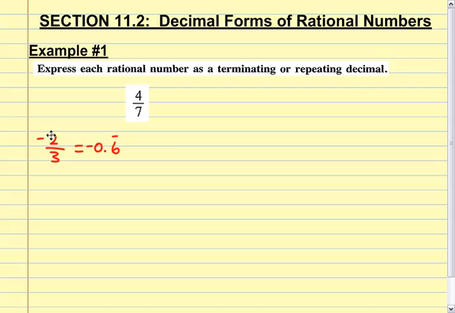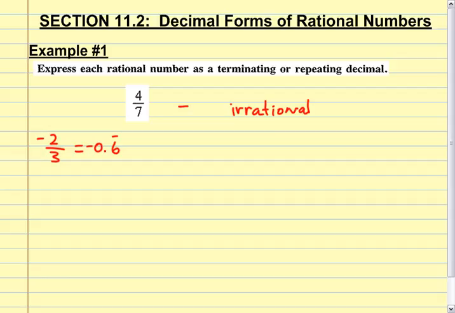Not all decimals end. Can you give me an example that you know of a decimal that doesn't end, that goes on forever and ever? Miller. Pi. Pi does go on forever. Pi is not rational. It is called irrational.